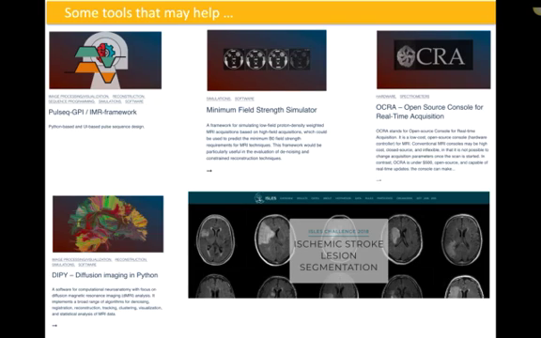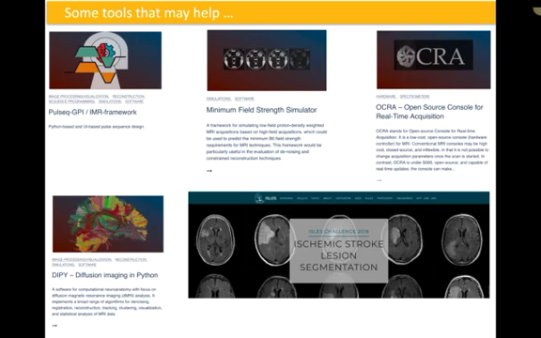Here are some tools that might help in accomplishing this challenge, which are all open source and available on opensourceimaging.org. Pulseq GPI is capable of deploying pulse sequences, image reconstruction, and image analysis methods. The minimum field simulator would help you determine what's the minimum field to accomplish a certain contrast.